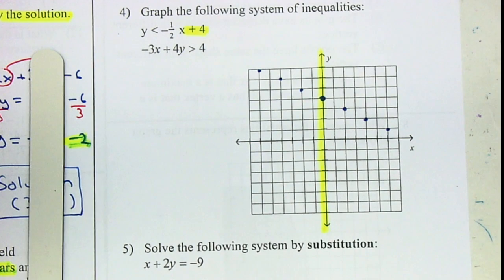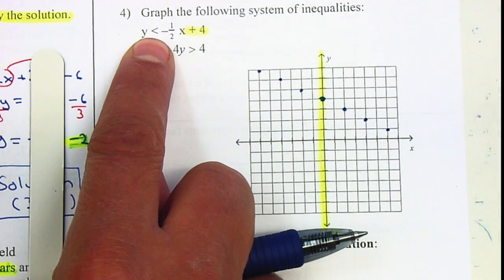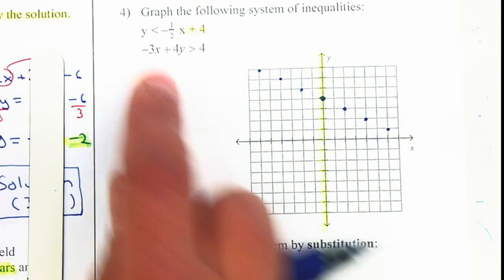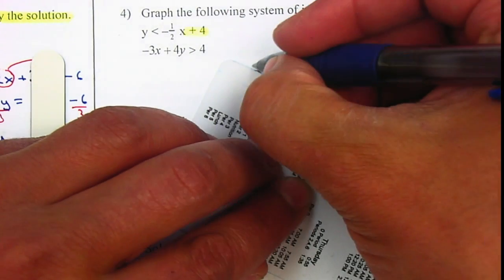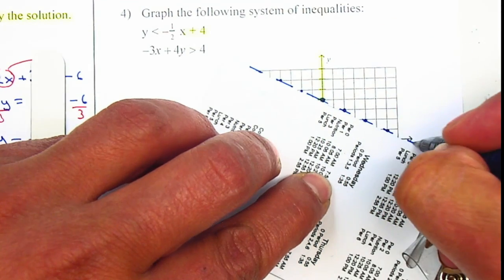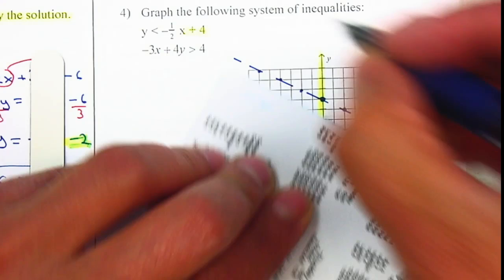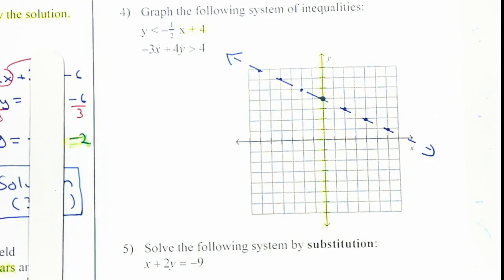I need to decide if this is going to be a solid line or a dashed line. This is less than, so it's going to be a dashed line. If it happens to be less than or equal to, that will make it a solid line. That means that the points that are on this line are not part of the solutions. And that's why we make a dash, to exclude those points that are on the line.